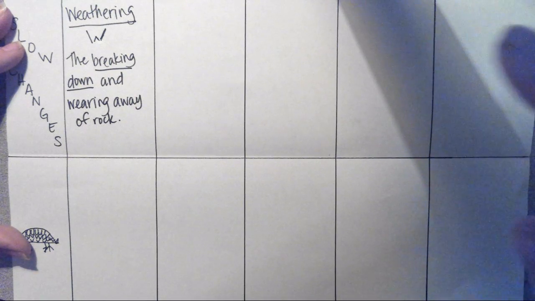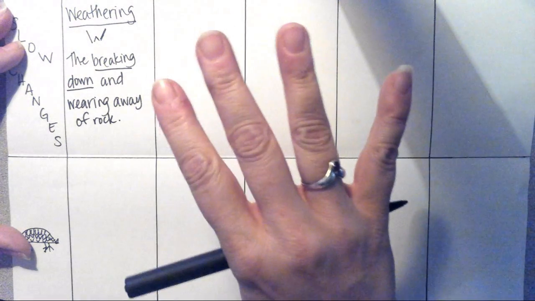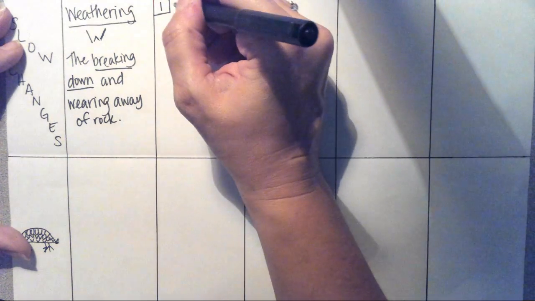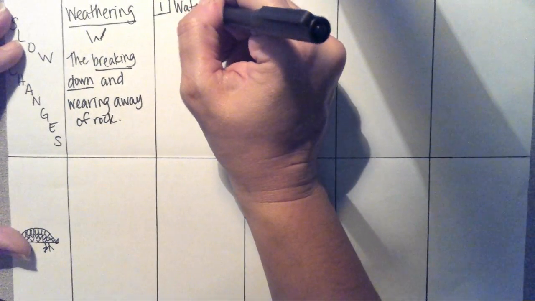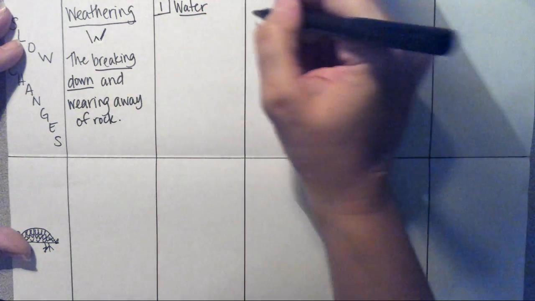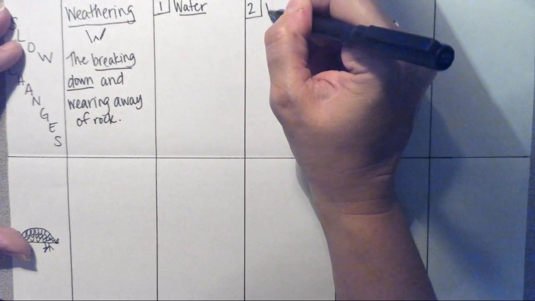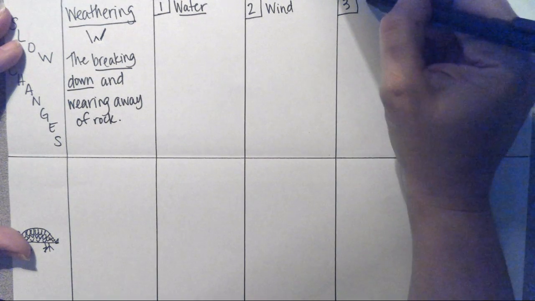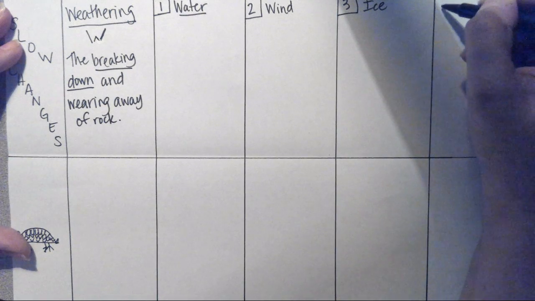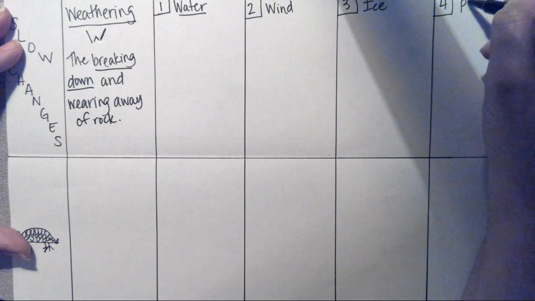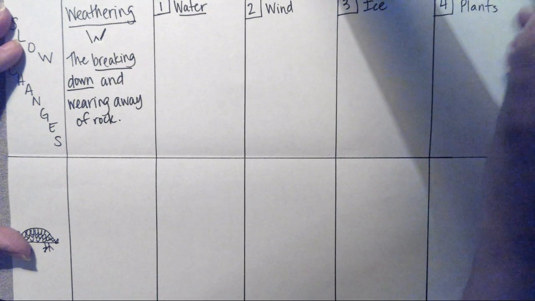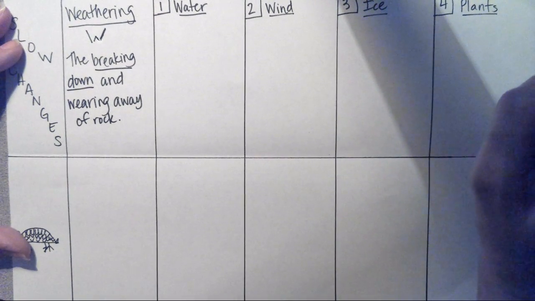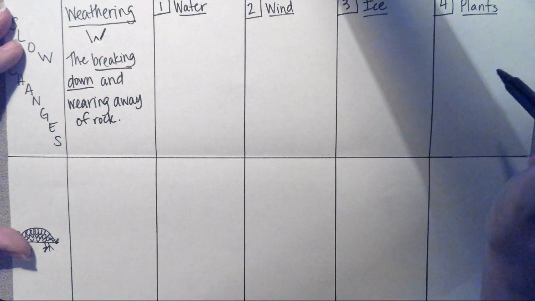And we have 4 agents. Remember we were talking, we had 4 agents that we talked about. And that first one was water. And then the second one, wind. Good job. Number 3. Ooh, I think I heard somebody say ice. And then number 4, plants. Good job. Y'all remember that big huge tree that split that huge rock in half, right? Yeah. So plants can cause a lot of damage too.